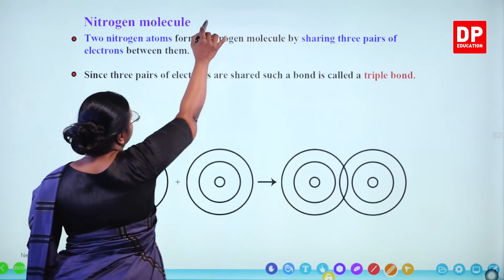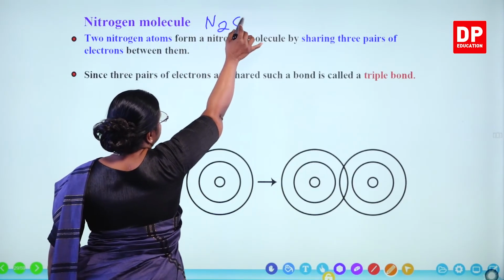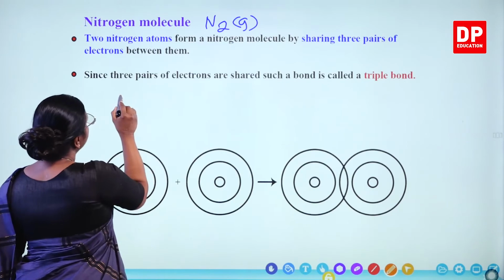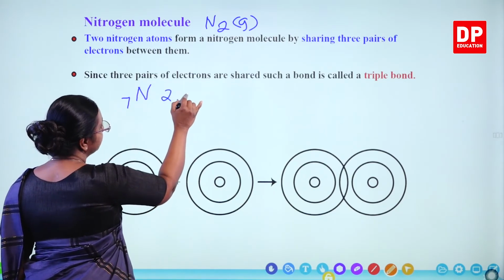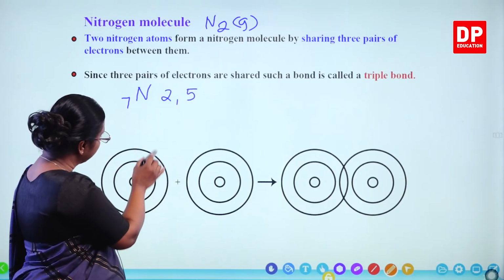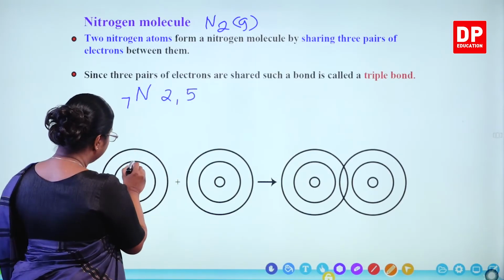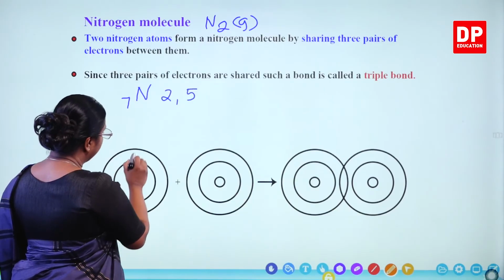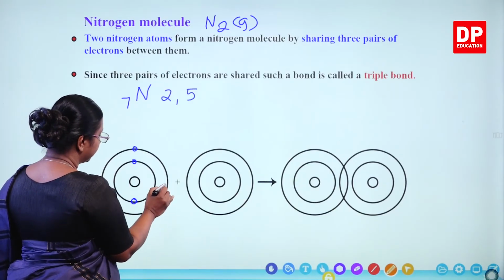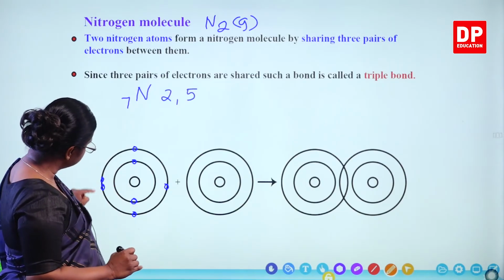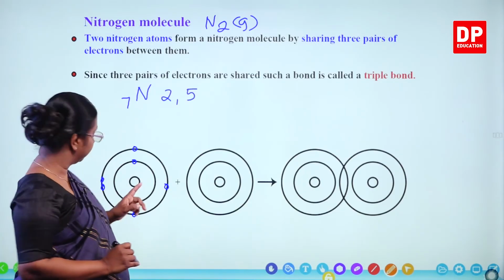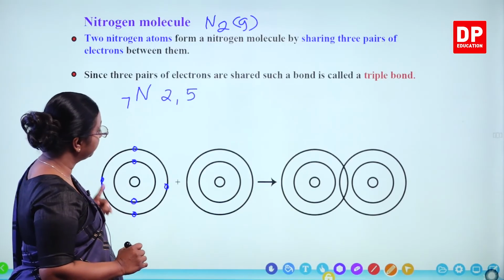And you know N2 is nitrogen gas. So nitrogen, you all know the atomic number is 7. So valency 2, 5. There should be 2 electrons in the first shell. I will note that here. And there are 5 electrons in the second shell. So you can see the 5 electrons. There are 2 here, 3, 4, 5.